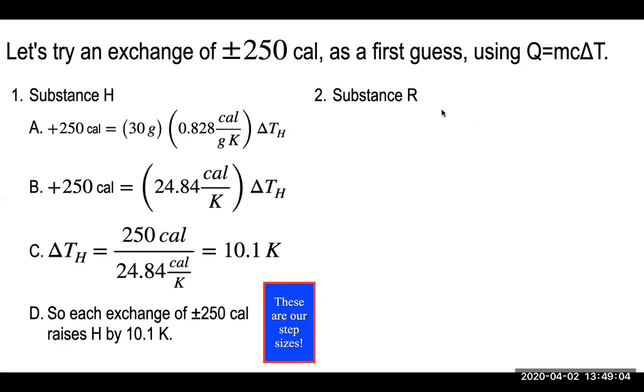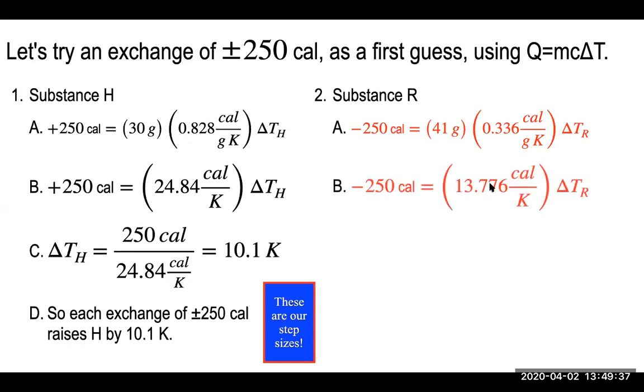So let me ease this over here. Now substance R is the hot stuff, so it loses 250 calories, so that's negative 250. Its mass, as usual, is 41 grams, and the specific heat for this mysterious substance is 0.336. The first thing you do is multiply 41 grams and 0.336 calories per gram Kelvin, and that's what you get in this next line. You haven't done anything with the 250 calories, but you have combined the two numbers on the right.